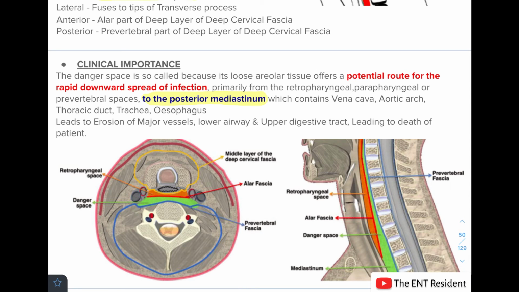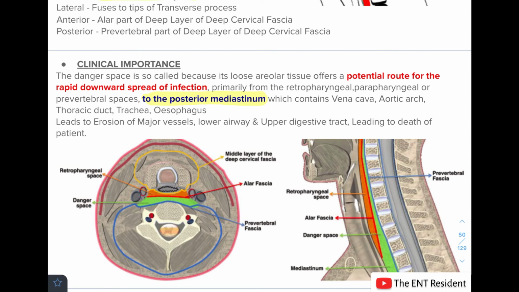This leads to major erosion of all these major vessels, lower airway and upper digestive tract, which is a major cause for death of the patient. This is precisely why this space is called the danger space, because it has the potential to spread infection to the posterior mediastinum, leading to death of the patient.